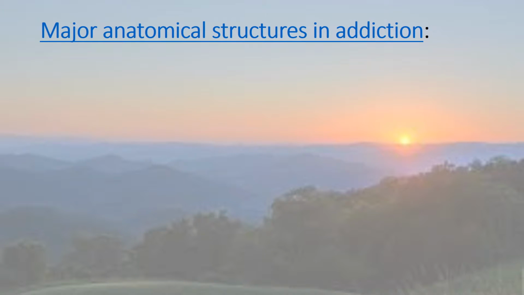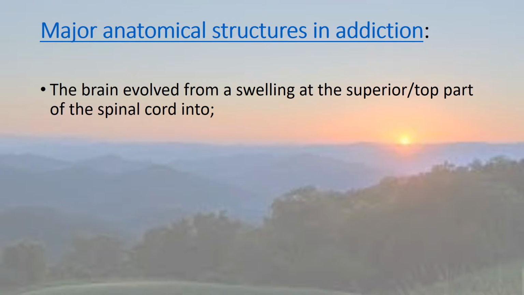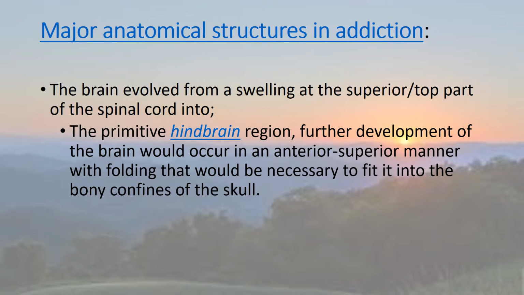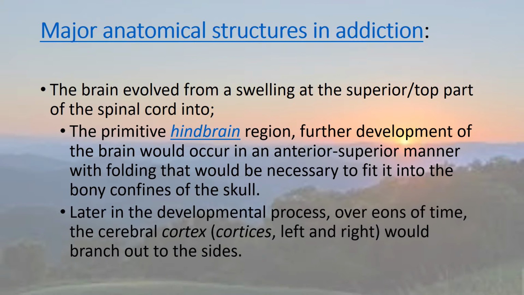The brain evolved, as I mentioned, from a swelling at the superior top part of the spinal cord into the primitive hindbrain region. With further development, the brain would occur in the anterior-superior manner that I described earlier. Folding would become necessary to fit it within the bony confines of the skull. Later in the developmental process, over eons of evolutionary time, the cerebral cortex, or cortices left and right, would branch out to the sides.